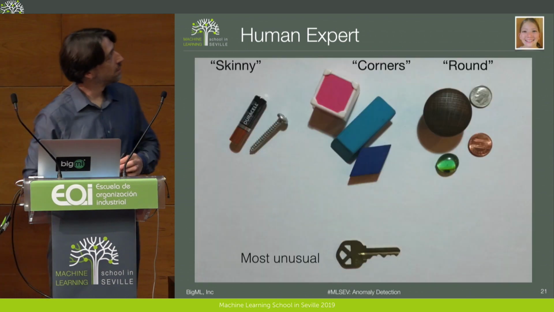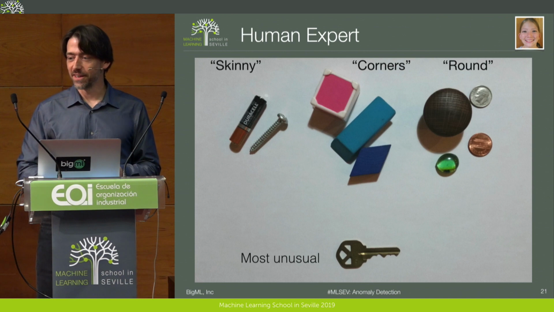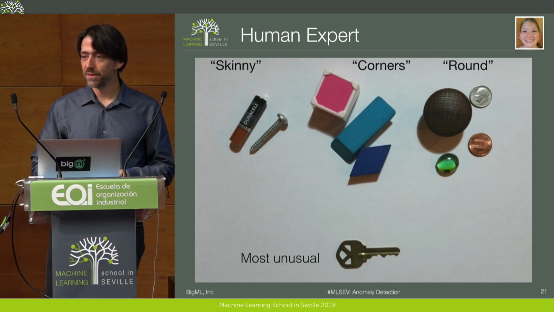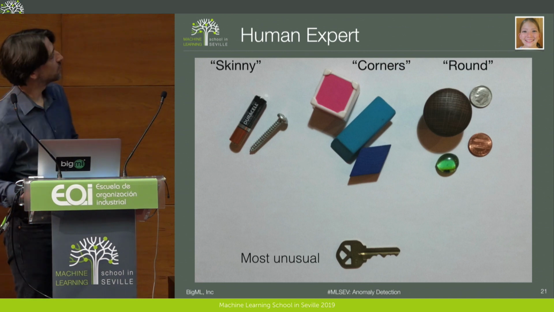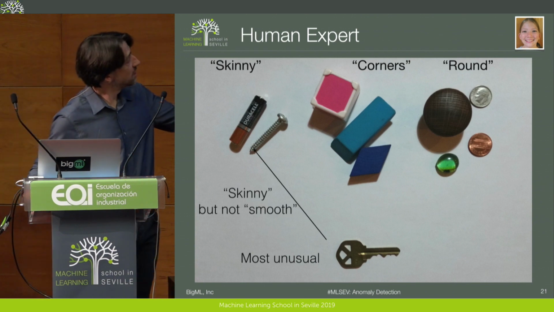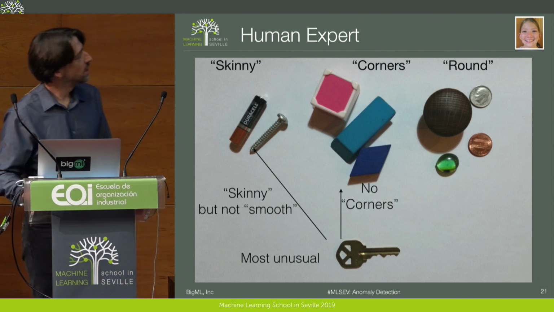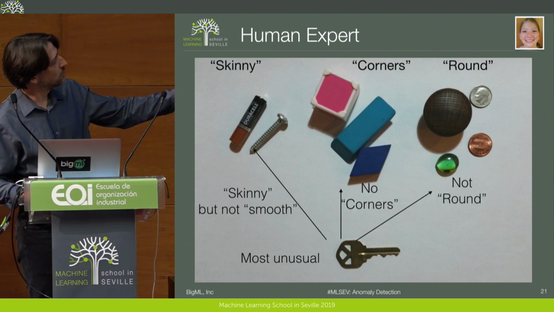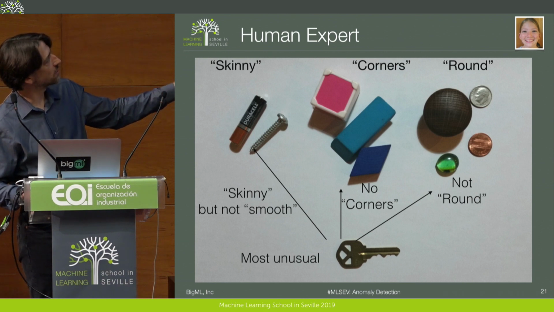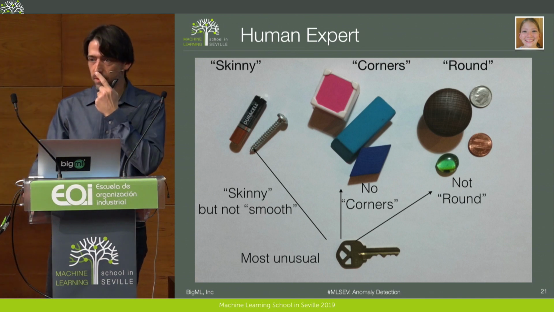So here's my eldest. She said these are skinny, those have corners, these are round. That one's just wacky. It's just a totally odd shape. So we got a vote for the key, all right. And of course, this one is skinny, but it's also not smooth. So she said that one's the most unusual because it's skinny but not smooth, it has no corners, and it's not round. So you see what she did is she made groups. These ones are round, these ones have corners, these are skinny, and this one somehow doesn't match any of those groups. And so it's the most unusual.